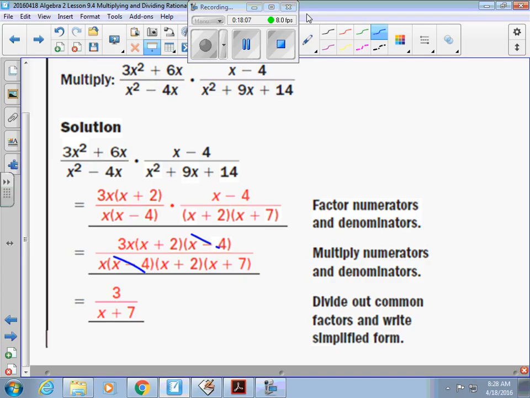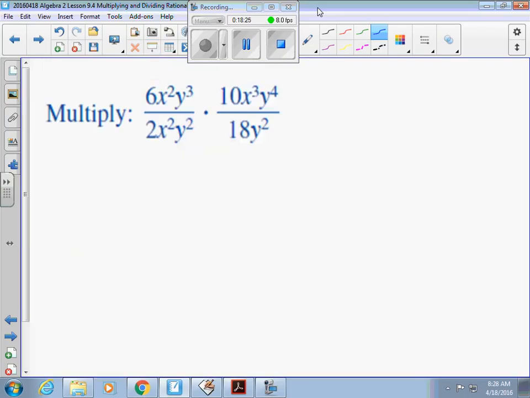Again, all this example, it's just canceled out at that step right there. X minus 4 over x minus 4, x plus 2 over x plus 2, and then x over x. So 3's left at the top, x plus 7's left on the bottom.